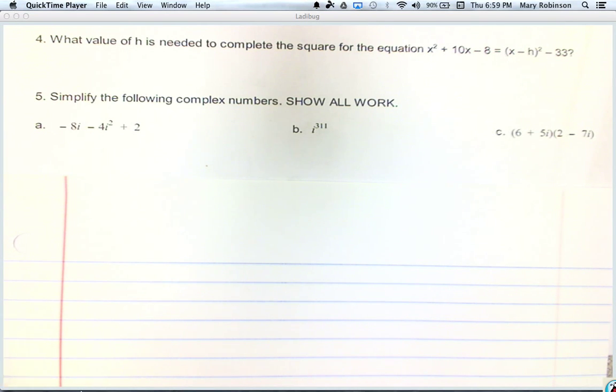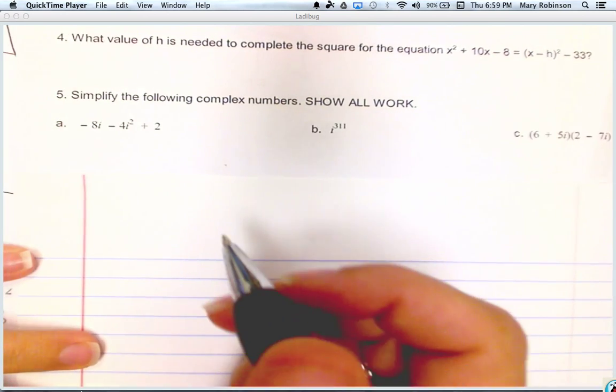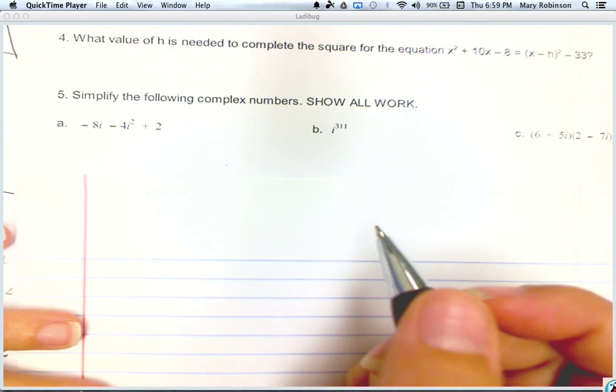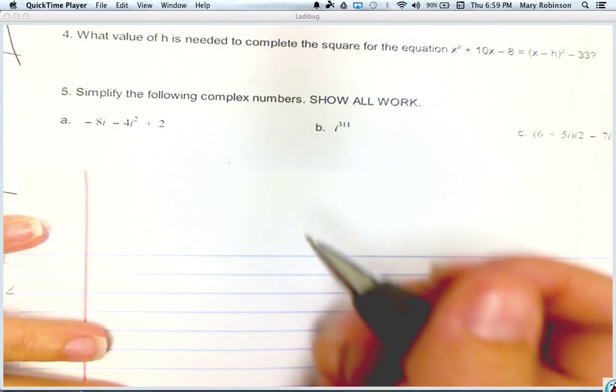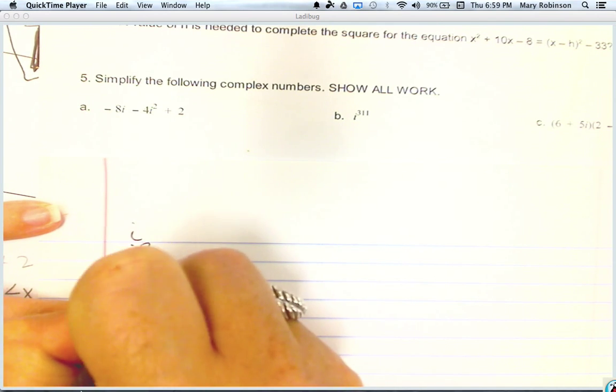This video is to cover number 5 of your test review for tomorrow's test 2. Number 5, these are all complex numbers stuff, so one thing I want you to remember to write on your test, or at least on your scrap paper, is what all of these equal. So please write all of this.